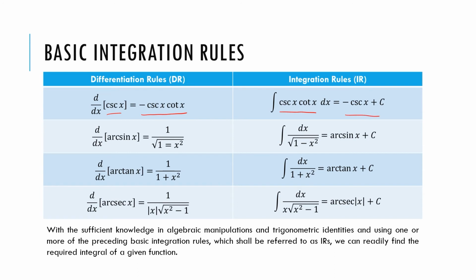Then, may arcsine x tayo dito, being 1 over square root of 1 minus x squared. Then, pag dito naman, dx over square root of 1 minus x squared, magiging arcsine x plus c. Right? So, sobrang baliktad lang talaga sila. Same with the arctan, the arcsecant x. So, yan.